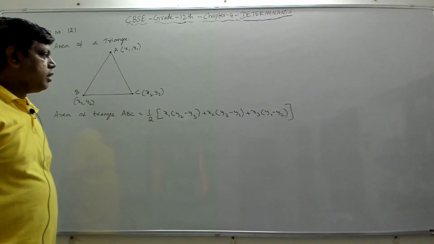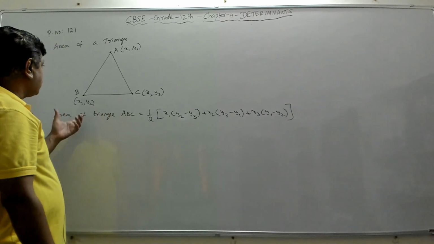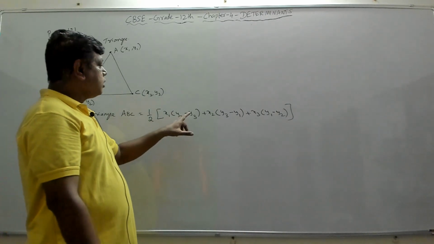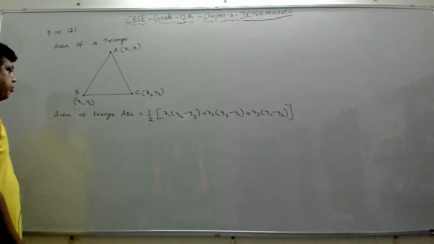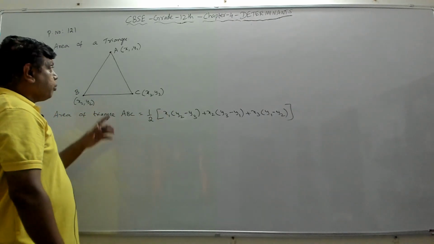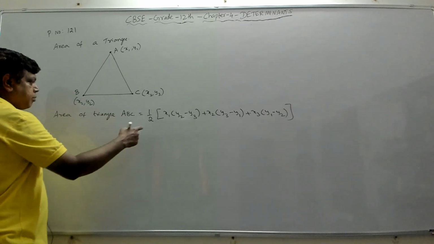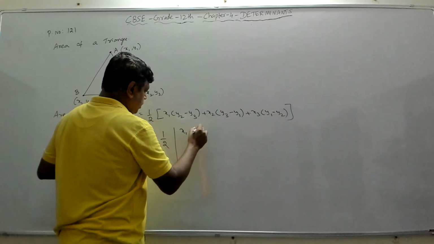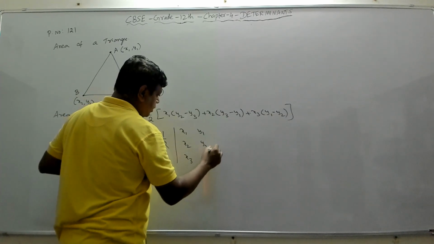So this is the area of the triangle which we had studied in our earlier classes, in your 10th and 11th standard, that if three vertices are known, then the area of the triangle is given by half of x1 into (y2 minus y3) plus x2 into (y3 minus y1) plus x3 into (y1 minus y2). Now the same formula can be represented in terms of a determinant. In the form of a determinant, the same formula can be written as half of the determinant of x1, y1, 1, x2, y2, 1, x3, y3, 1.